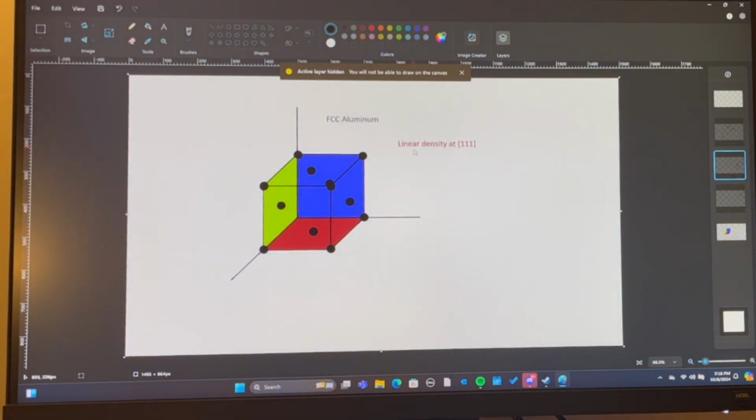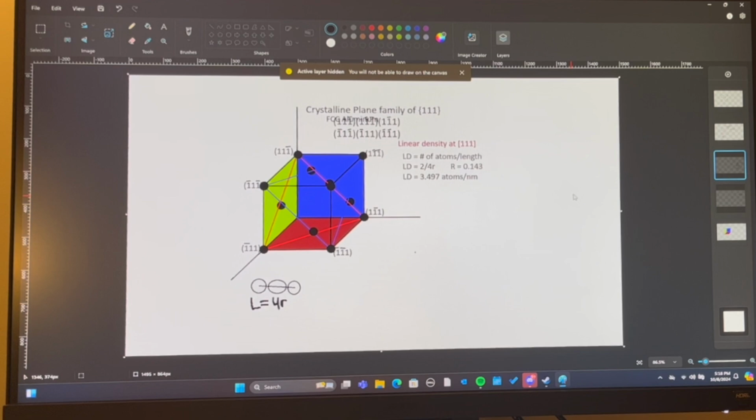Now we're going to find the linear density of aluminum. Now aluminum is a face-centered cubic lattice structure. And we're going to take the linear density of it at the line 1, 1, 1. Now if we look at the plane 1, 1, 1, we can pick any of these lines and use it for our linear density.